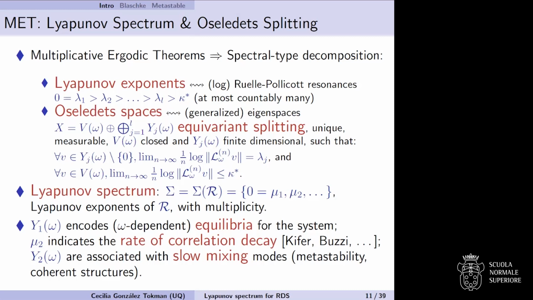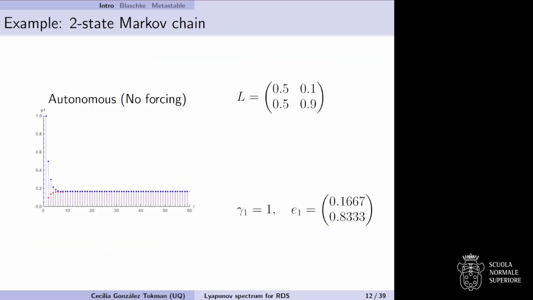And well, there could be second and higher Oseledets spaces which are associated with slowly mixing modes or phenomena such as metastability. So that's the idea. And let me show you what I think is the simplest picture where we can see this: a two-state Markov chain. So we have a stochastic matrix, column stochastic in this case, representing the one-step transition.